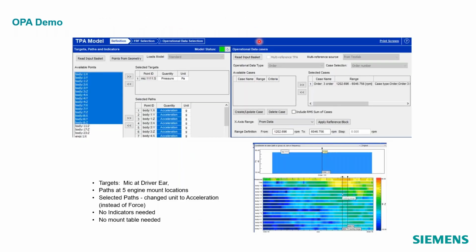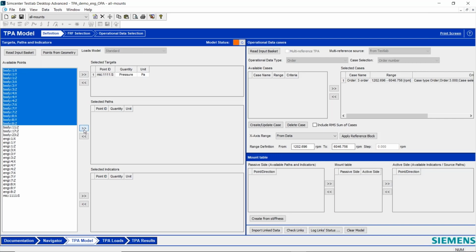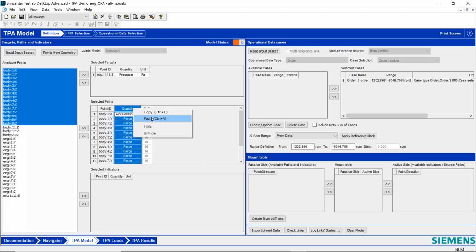Right, so let's do a demo. So I'm going to bring over a target, and I'm going to bring over my paths here. And I wanted to show this because TPA is expecting forces by default. And if you're going to do operational path analysis, you have to switch that. So I'm going to change this to be acceleration. And then I can copy that all the way down.